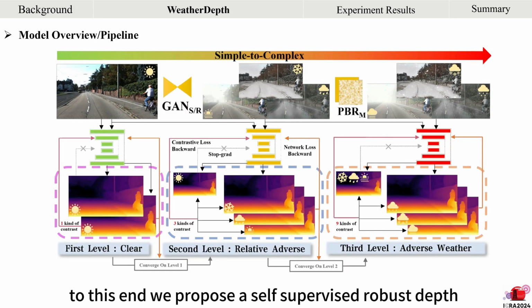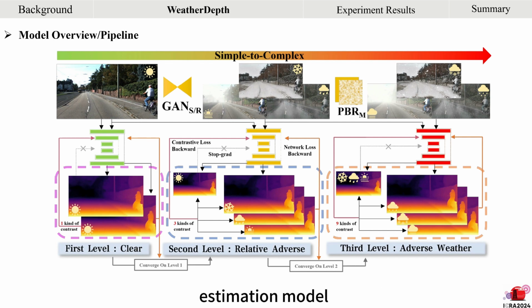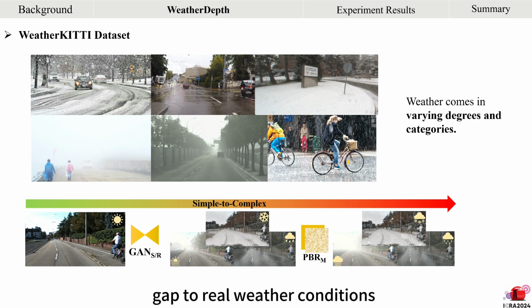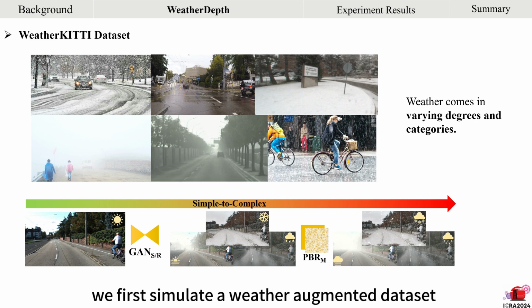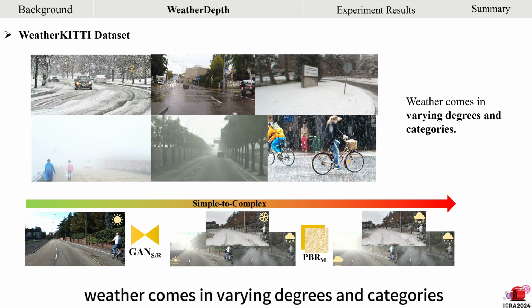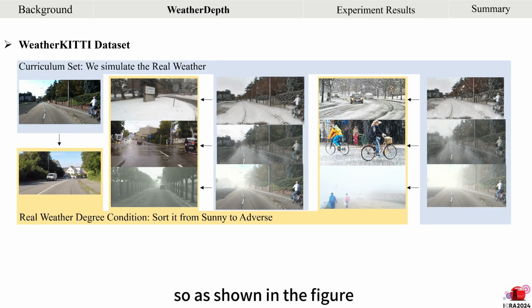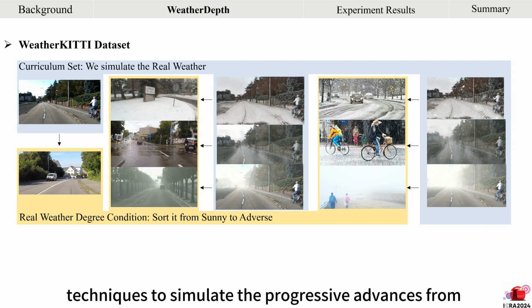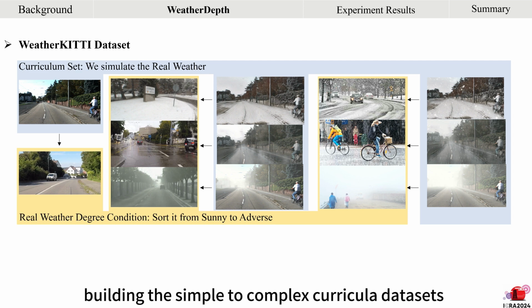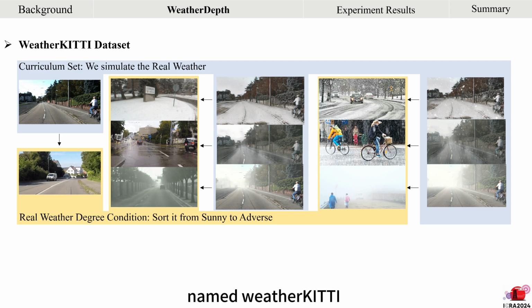To this end, we propose a self-supervised robust depth estimation model, named WeatherDepth, to address the above issues through curriculum contrastive learning with an adaptive scheduler. To train an expected model and shrink the domain gap to real weather conditions, we first simulate a weather-augmented dataset. Actually, weather comes in varying degrees and categories. So as shown in the figure, we combine GAN and PBR techniques to simulate the progressive advances from clear to relatively adverse, and then adverse weather scenes, building the simple to complex curricula datasets, named WeatherKitty.